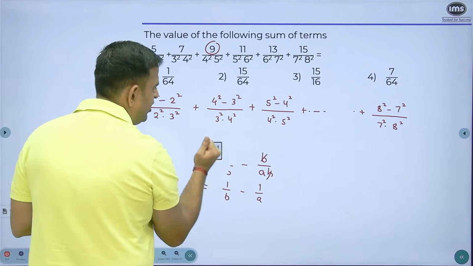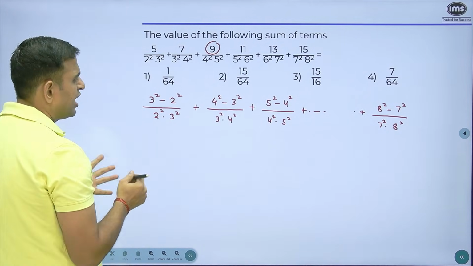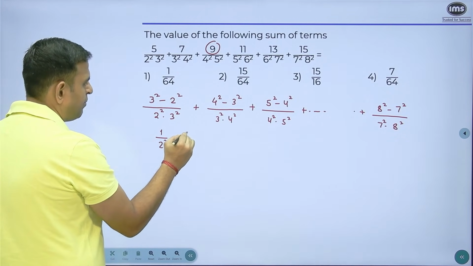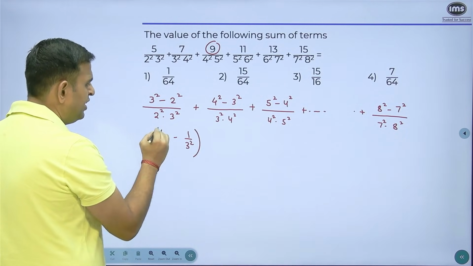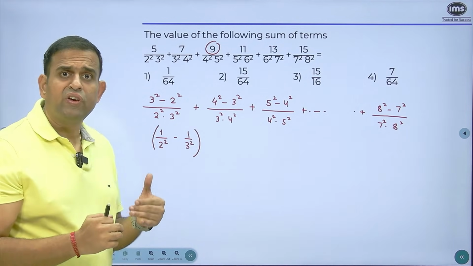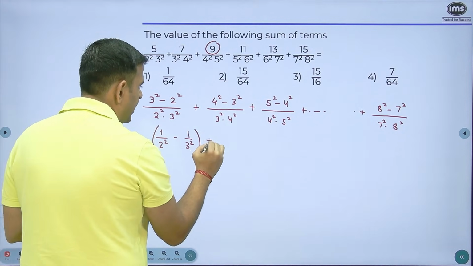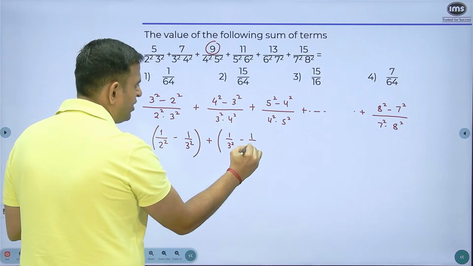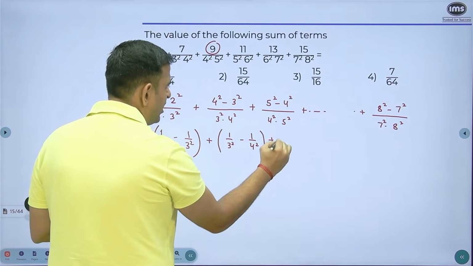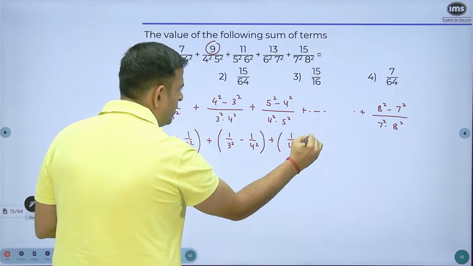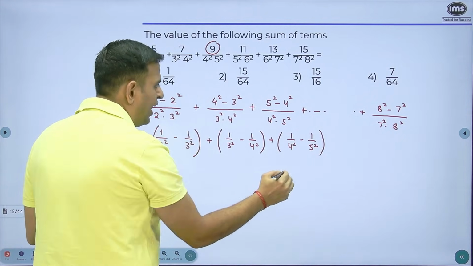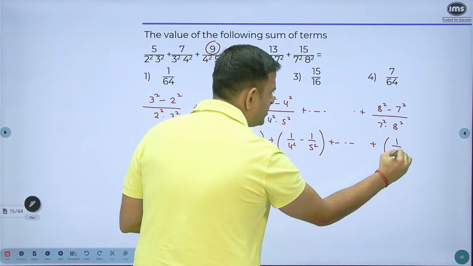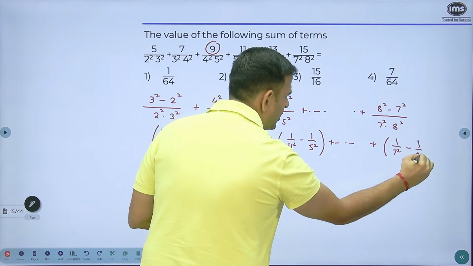So what I will do is, if I separate them, the first term can be written as 3 square upon, this will give you 1 by 2 square minus 1 by 3 square. And then you will see a magic, because it's a sort of a telescopic series. If I look at the second term, it will be written as 1 by 3 square minus 1 by 4 square. The third term as 1 by 4 square minus 1 by 5 square. And this thing will continue. My last term will be 1 by 7 square minus 1 by 8 square.